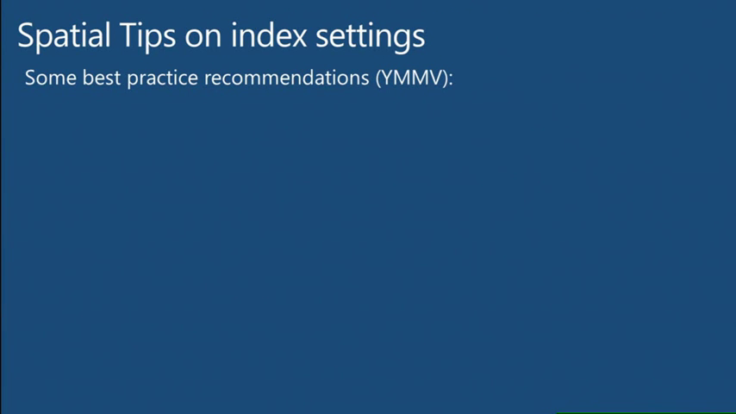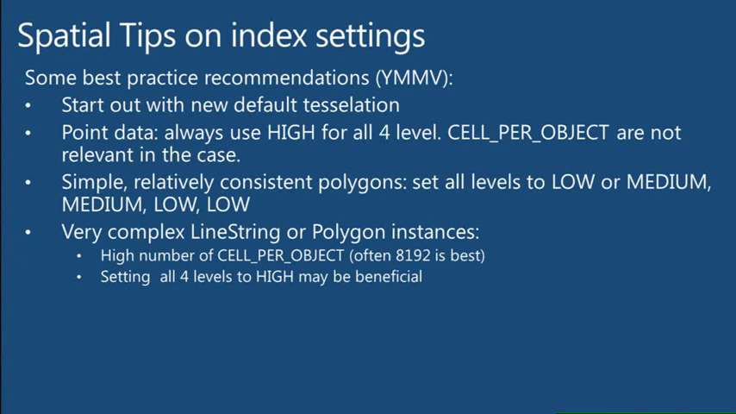So to conclude, let me give some high-level spatial tips on index settings. And these are best practices, variations, recommendations, and your mileage may vary depending on data and phase of the moon and other things. So my recommendation is if you use SQL Server 2012, start out with the new default tessellation. If you have point data, you might want to go with high on all 4 levels. And it doesn't matter how many cells per object you have, because there's always only going to be 1 cell per object, because a point is a point.